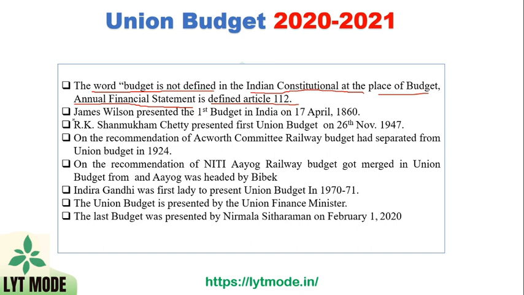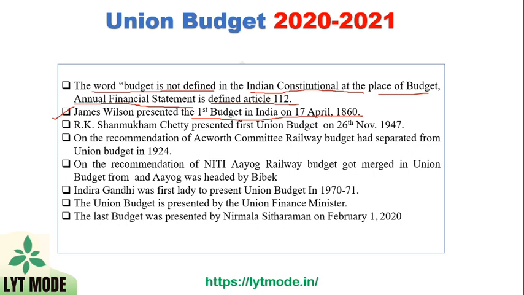James Wilson presented the first budget in India on 17th April 1860. So here you can see that budget is a word which is not defined, and James Wilson presented the first budget in India on 17 April 1860.